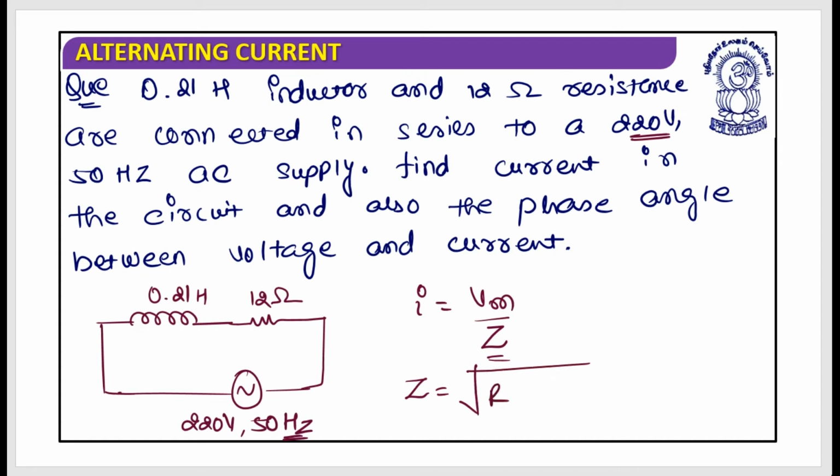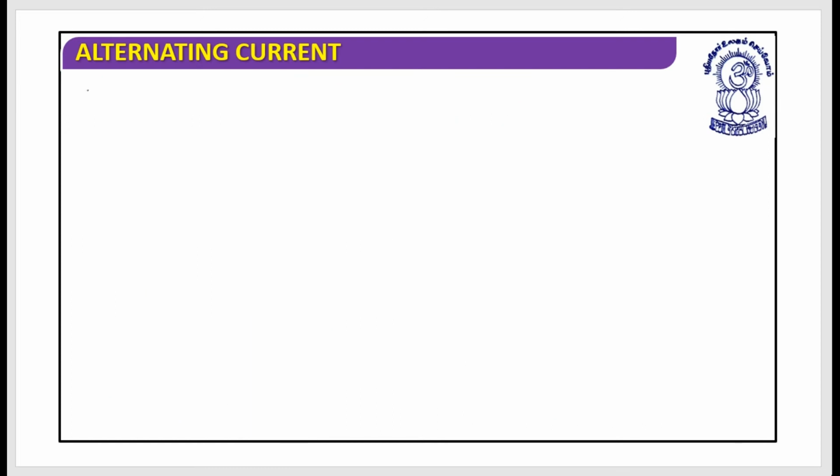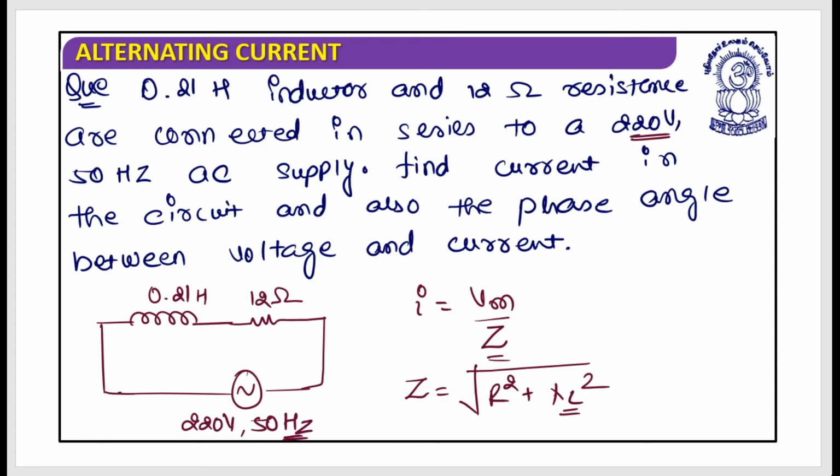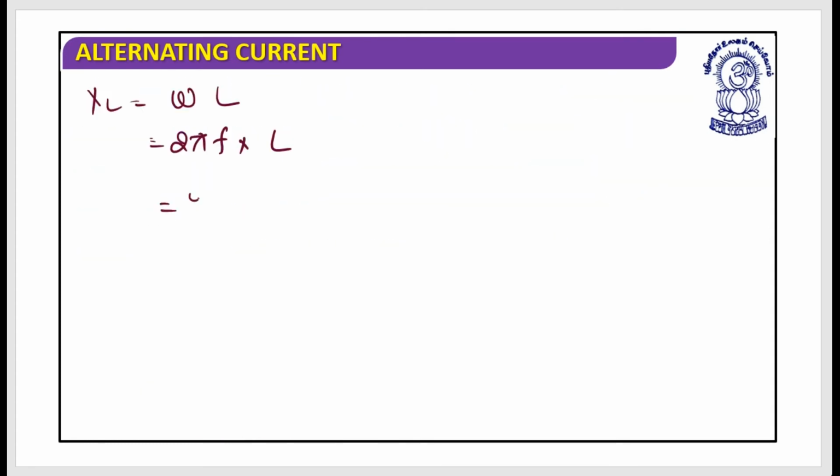Z is the square root of R square plus XL square, as you know. To find this, first I need to work out XL. XL equals omega into L, which equals 2 pi f into L. The frequency is 50 hertz, so this is 2 into pi into 50 into L. The inductance is 0.21 Henry, so this equals 21 pi ohm.